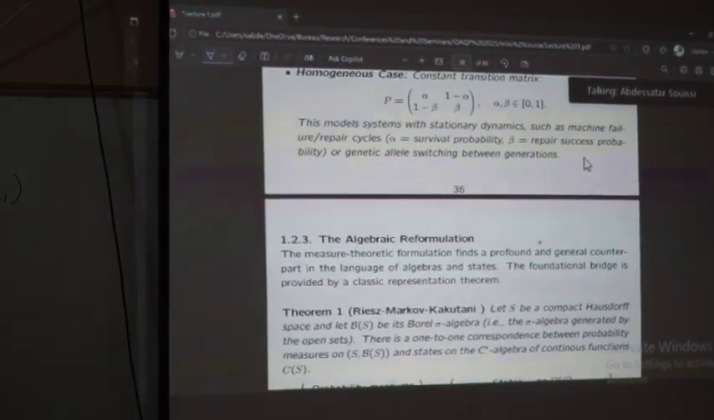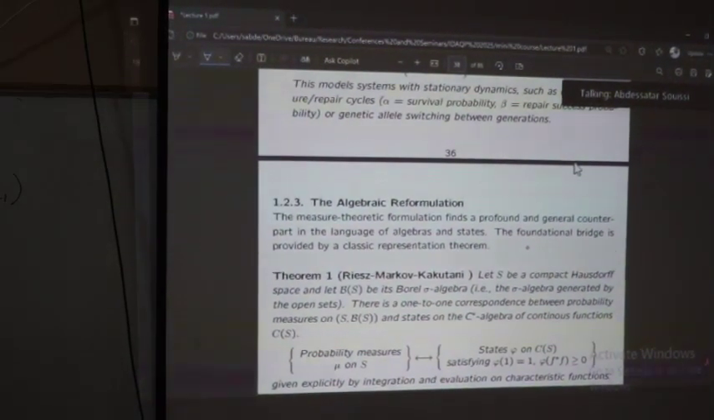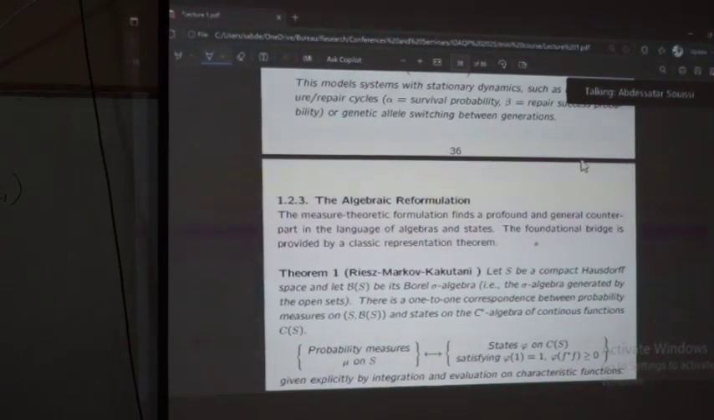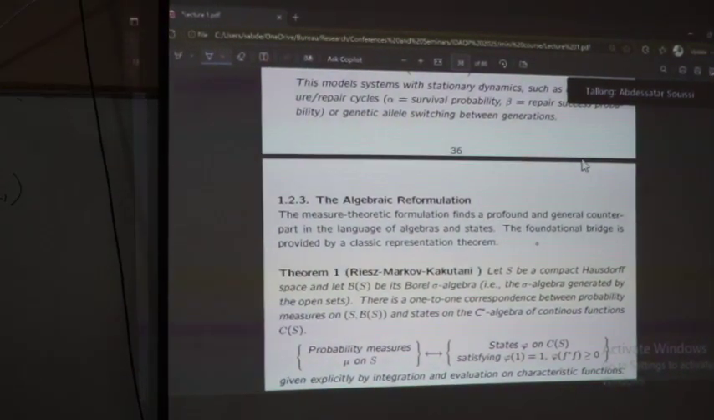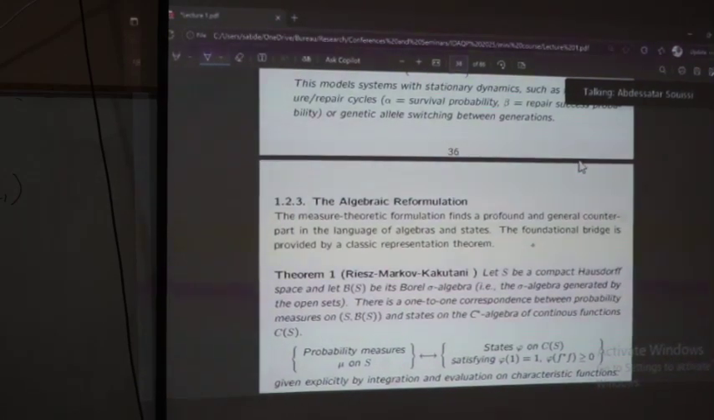I know this is very elementary, but I think it's really important to state this dictionary, because you have two frameworks, the probability one and the algebra one.